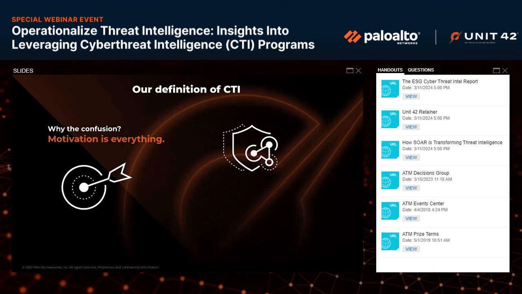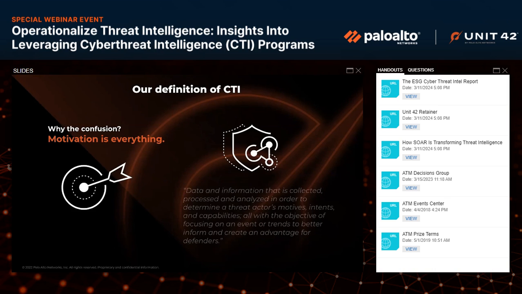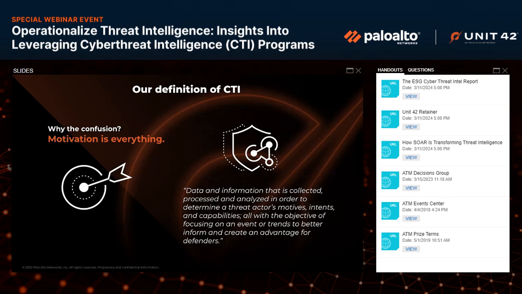And more broadly speaking, the way we define CTI is data and information that is collected, processed, and analyzed in order to determine a threat actor's motives, intents, and capabilities, all with the objective of focusing on an event or trends to better inform and create an advantage for defenders. The main point to take home there is that the CTI aspects that we're going to be talking about in this presentation really need to drive home that advantage for defenders.